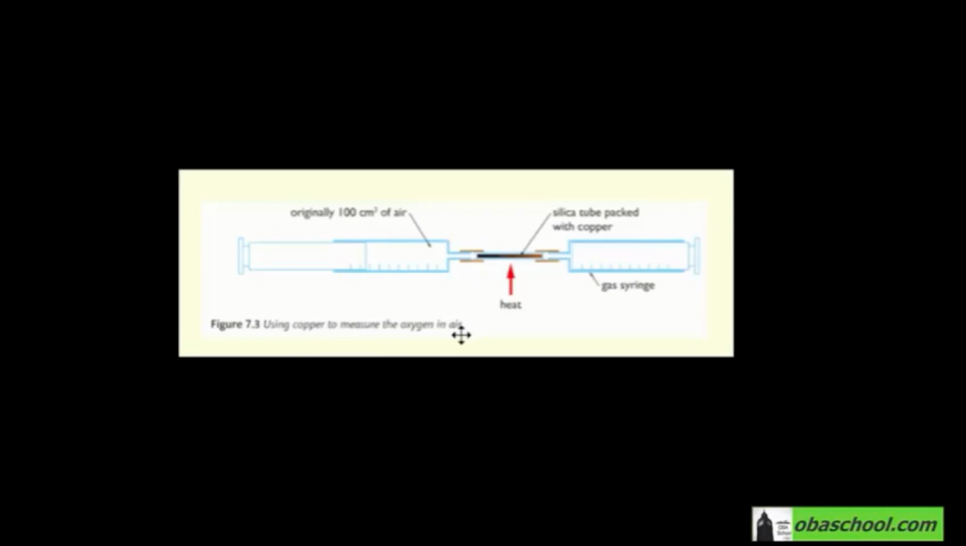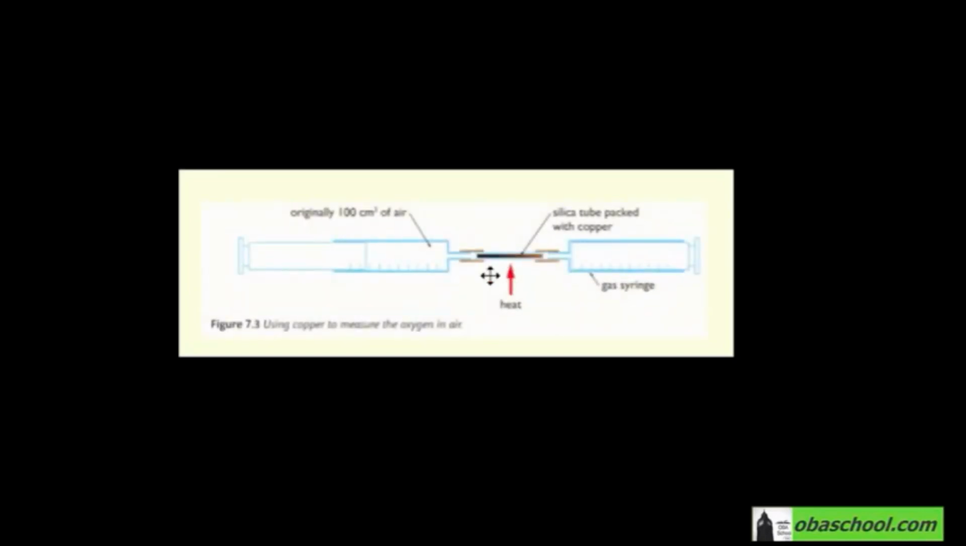We have this apparatus, which is used to measure the amount of oxygen in the air. Here we have a syringe containing 100 centimeter cubed of air. And on the other side, we have another gas syringe. And in between, we have a silica tube packed with copper. And as you can see, it is subjected to heat.